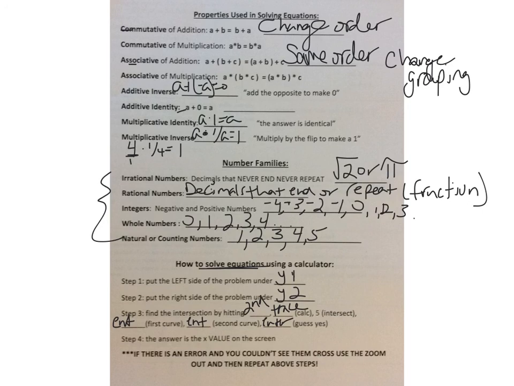The answer is the x value on the screen, and you will find that on the bottom part of your screen. If there is an error and you couldn't see it, use the zoom. But you could also just hit table. So I'm going to write in there, you can also look by hitting your table.